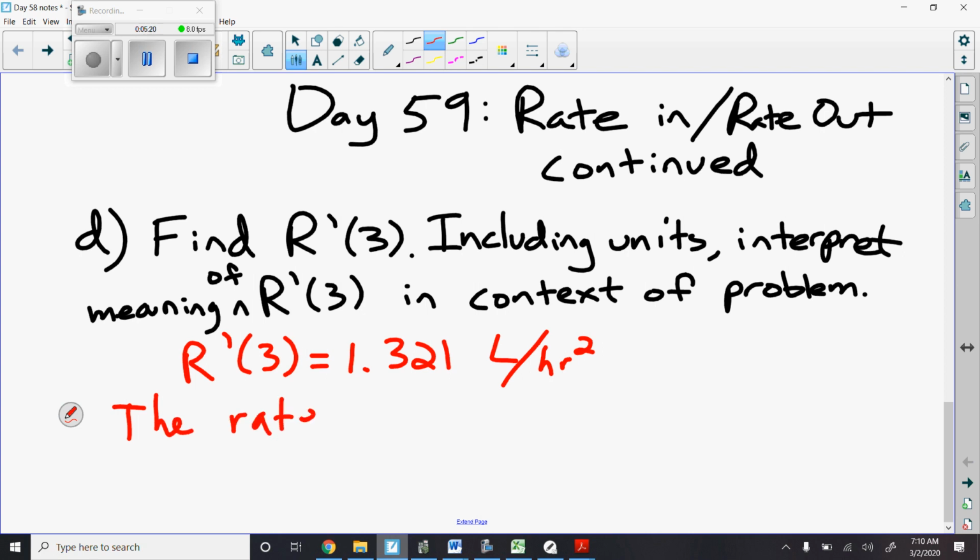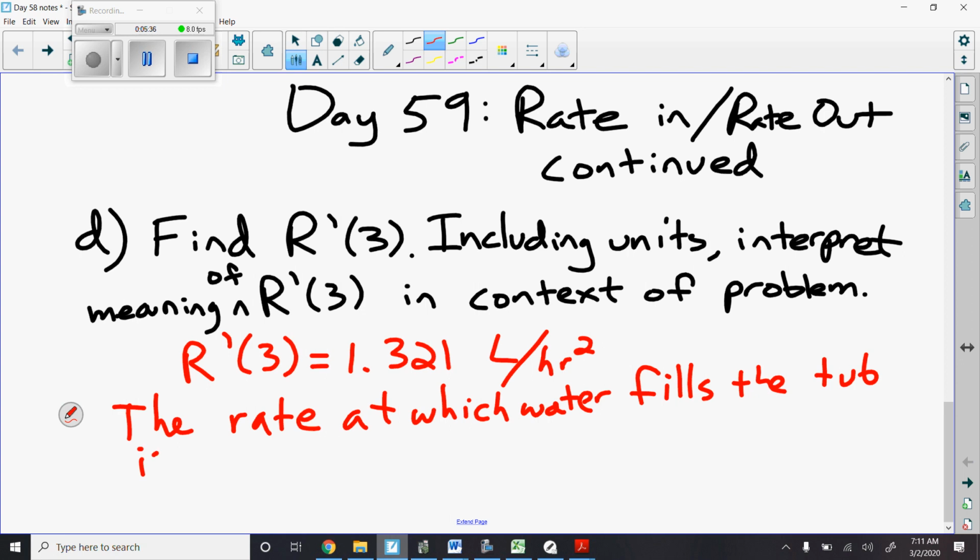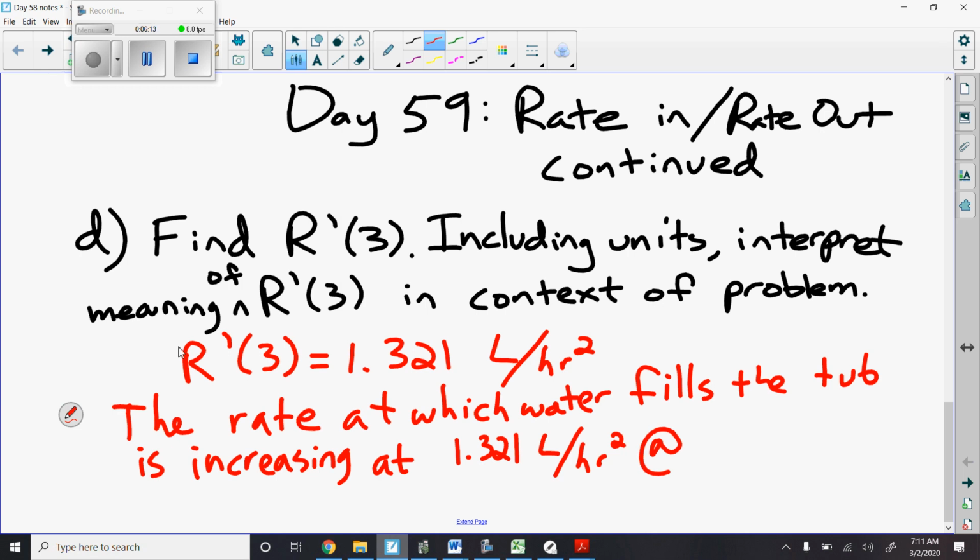The rate at which water fills the tub is increasing. Talking about the rate at which water fills the tub is talking about R. Now, the fact that I'm saying it is increasing is because R prime ended up being positive. It is increasing at 1.321 liters per hour squared. And I have to specifically mention what the 3 means, at t equals 3 hours.